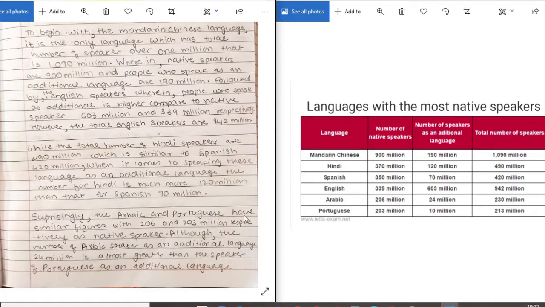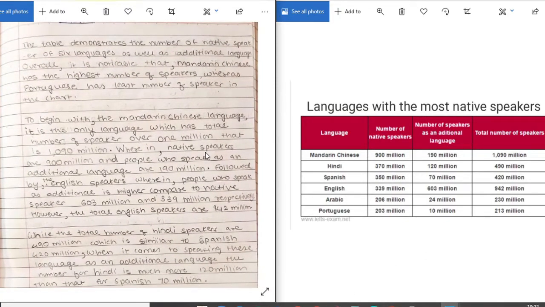Surprisingly, the Arabic and the Portuguese have similar figures with 206 and 203 million respectively as native speakers. Yes, although the number of Arabic speakers as an additional language are 24 million, which is, it should be R, 24 million, which is almost greater than the speaker of all. Why is almost greater? It should be greater. Just greater. Plain simple greater. It should be, it is greater than the speakers of Portuguese as an additional language.